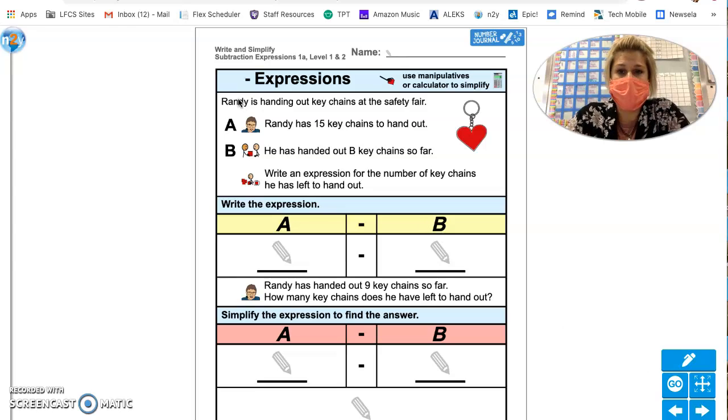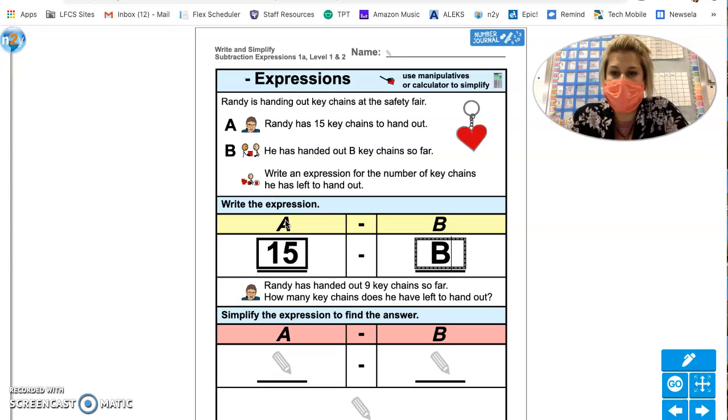Well, now we're going to give it a try. Here we go. Randy is handing out keychains at the safety fair. Randy has 15 keychains to hand out. What you'll notice right here is that Randy is considered A, okay? B, it says he has handed out B keychains so far. So we don't know what that is. So A, we know is 15 because up here it says Randy has 15 keychains. B, we don't have a number for yet. So I'm just going to type in the letter B. That's still unknown. We don't know it.